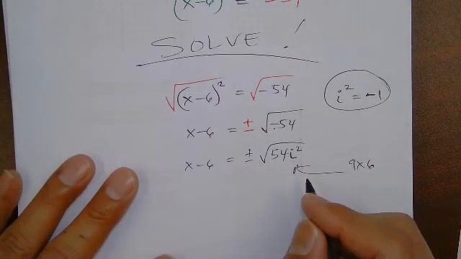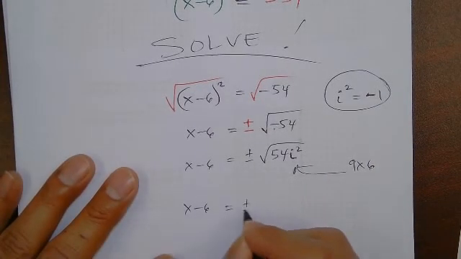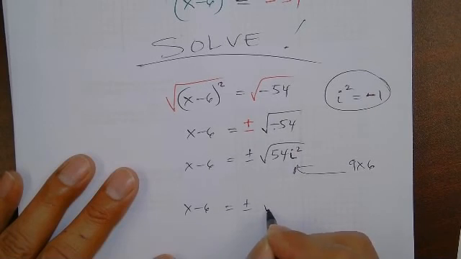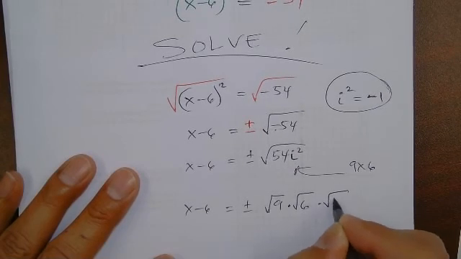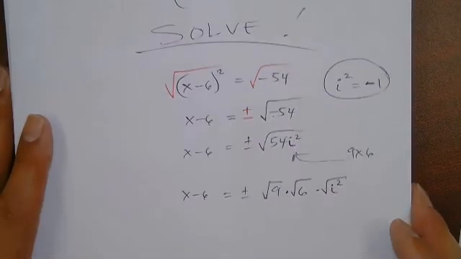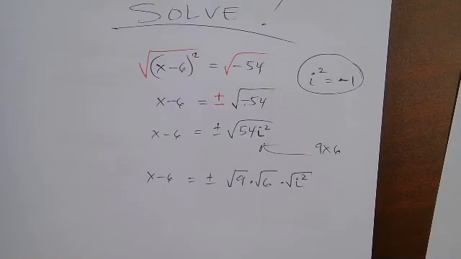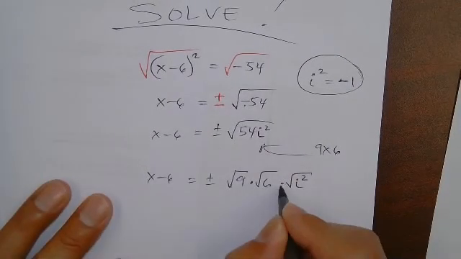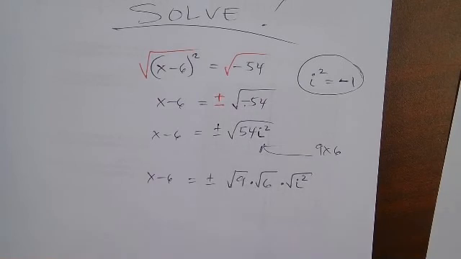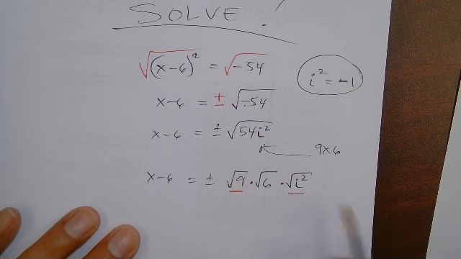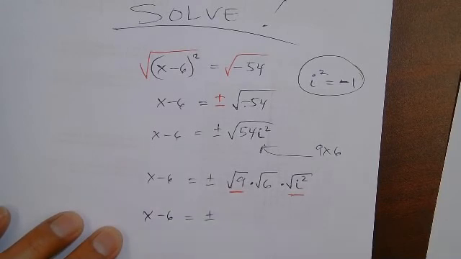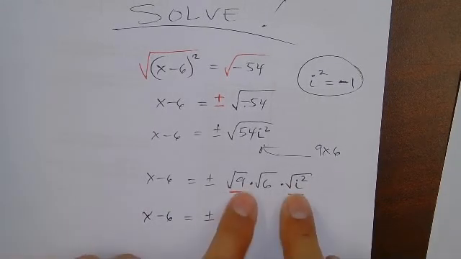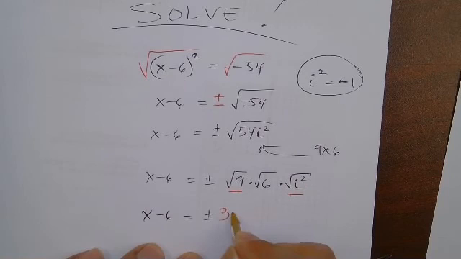And now, didn't we just do 54? Wasn't 54 9 times 6? Yeah, we just did one with 9 times 6. So that's going to be x minus 6 equals plus minus the square root of 9 times 6 times the i squared, right? Just split this all up. Look at them all in pieces like that. Just separate them up like that. 9 times 6 times i squared. Which of these has perfect squares? The 9 and the i squared.